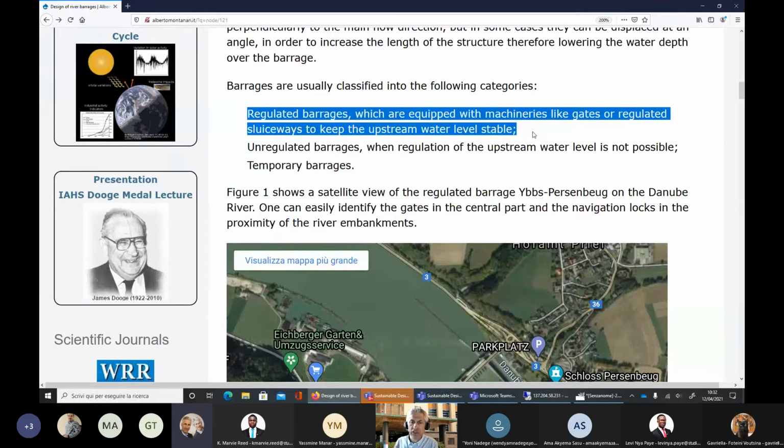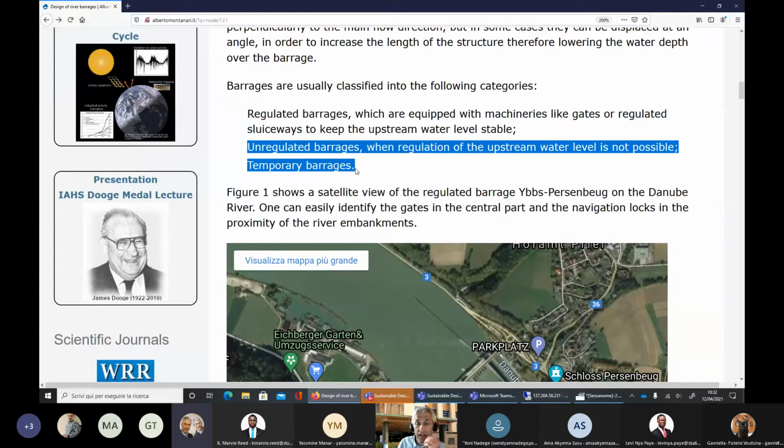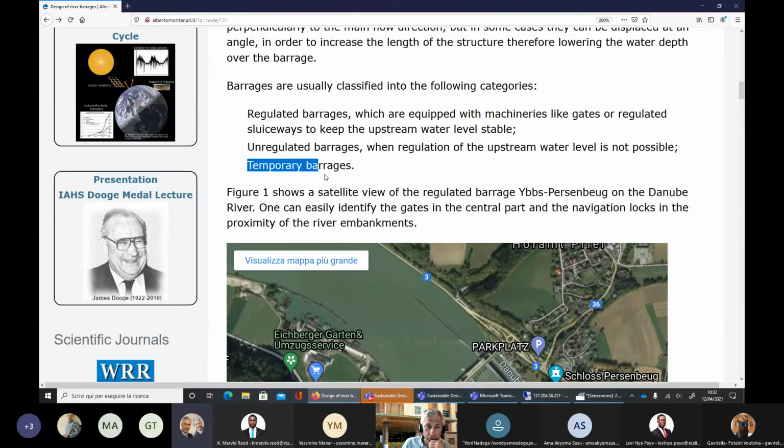So regulated barrages are equipped with machineries that allow you to regulate the upstream water level. Unregulated barrages are structures that don't allow the regulation of the upstream water level. And then there is a third category, temporary barrages. We don't discuss these. These are structures that are usually built over summer and removed during winter.